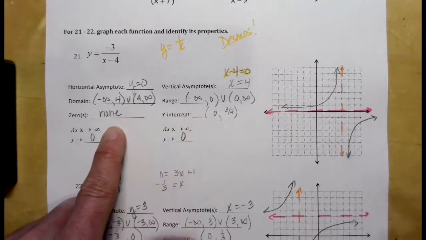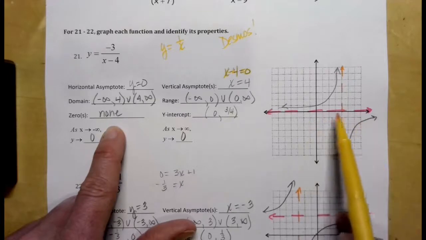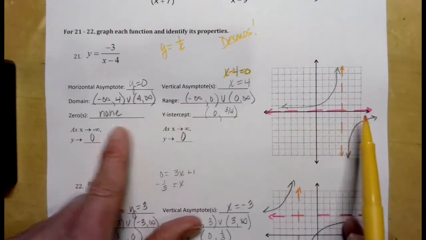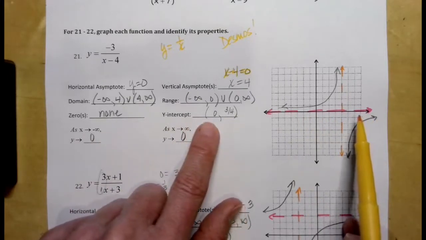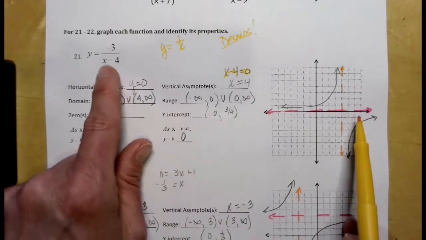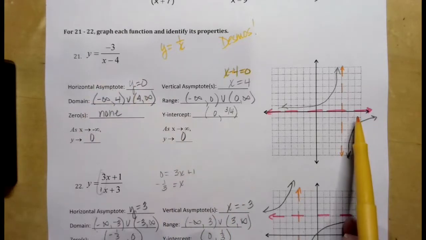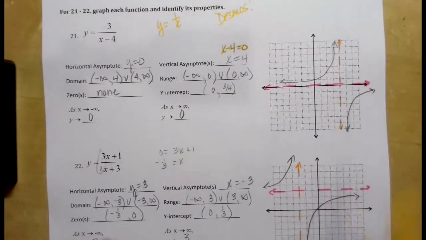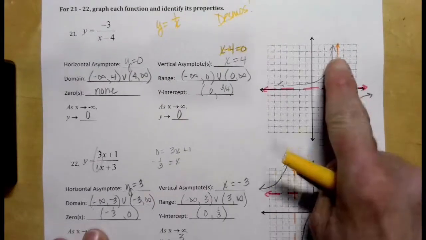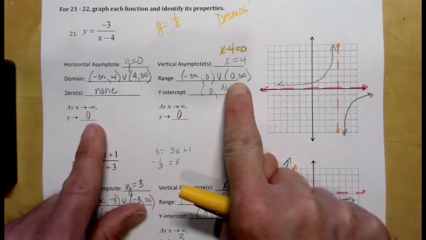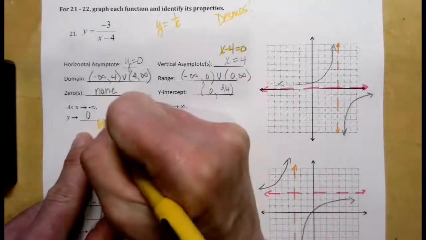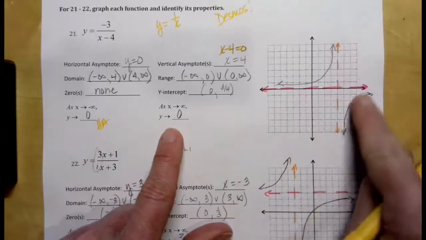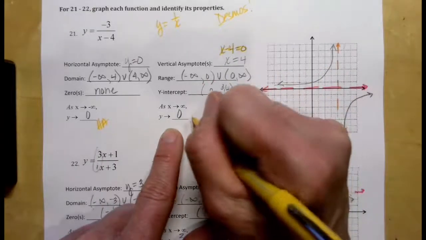There are no zeros. You're never going to get an output of 0 because that's my horizontal asymptote. And my y-intercept happens when I plug 0 in for x, and I get positive 3/4. As x gets super, super, super small, I approach my horizontal asymptote. As x gets super, super, super big, I approach my horizontal asymptote.